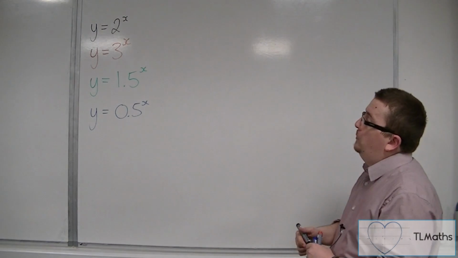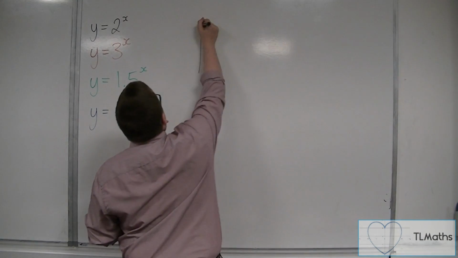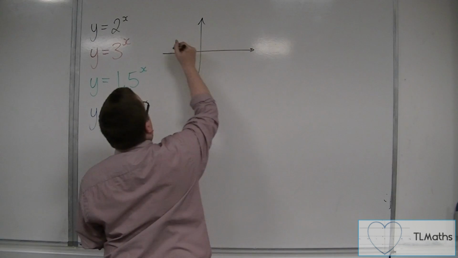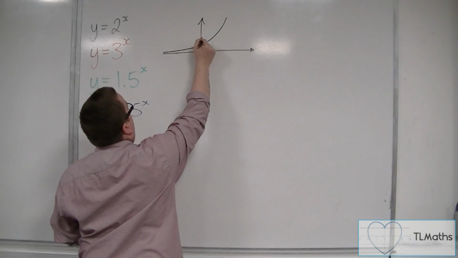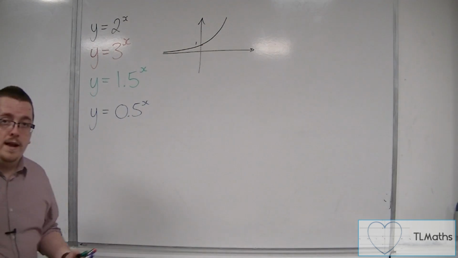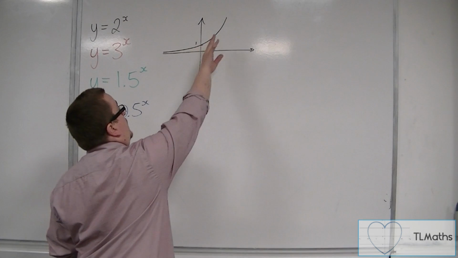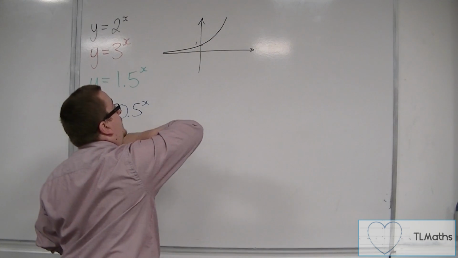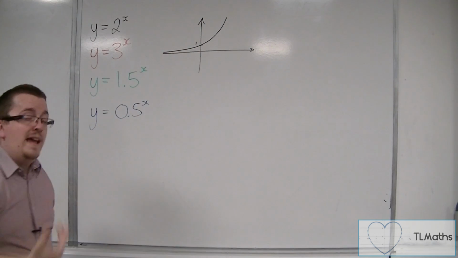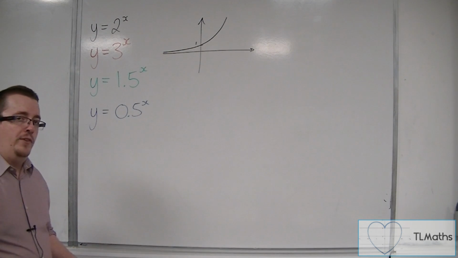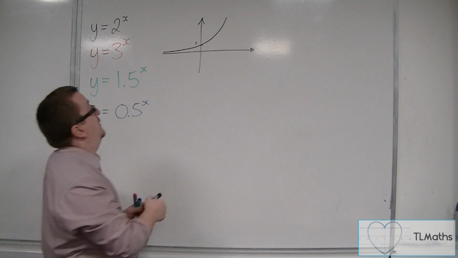Okay, so let's first draw y is equal to 2 to the x. Now, y is equal to 2 to the x looks like this. This curve goes through 1 on the y-axis and is increasing faster and faster to the right of the y-axis and is decreasing faster and faster to the left of the y-axis. And it never crosses the x-axis. So this is what y is equal to 2 to the x looks like.